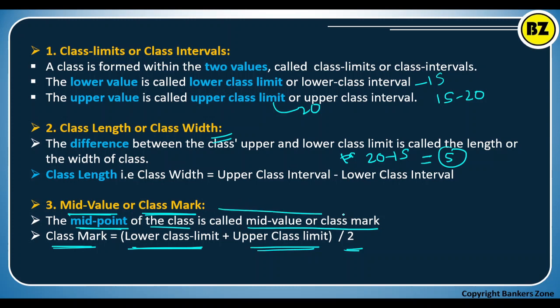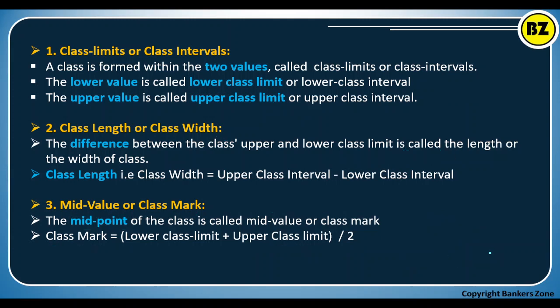Okay, now what will be the mid value or the class mark? Class mark will be your lower class limit, that is 15, plus upper class limit, that is 20, divided by 2. Okay, so it will be 35 divided by 2, so it will be around 17.5. Okay, so very easy. I repeat, class limit is also called the class interval. Class length is also called the class width, and mid value is also called the class mark.